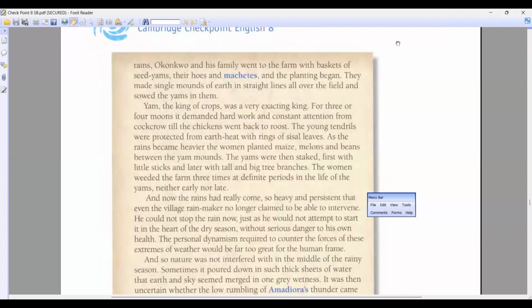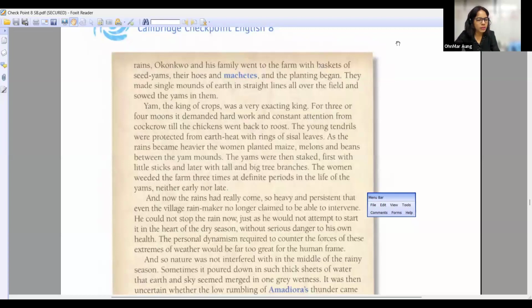Okay. The rainmaker tries in vain to stop the rain. It's false. Why? The village rainmaker no longer claimed to be able to stop the rain. He couldn't stop the rain. So it must be false, right? Yes. Okay, next.